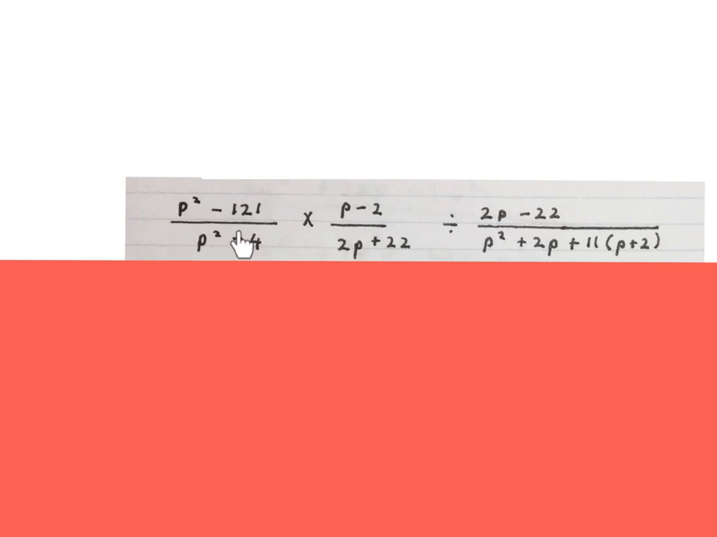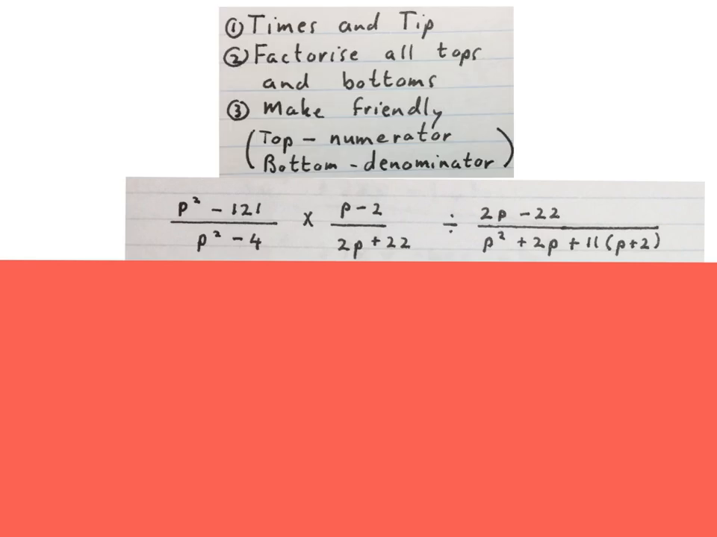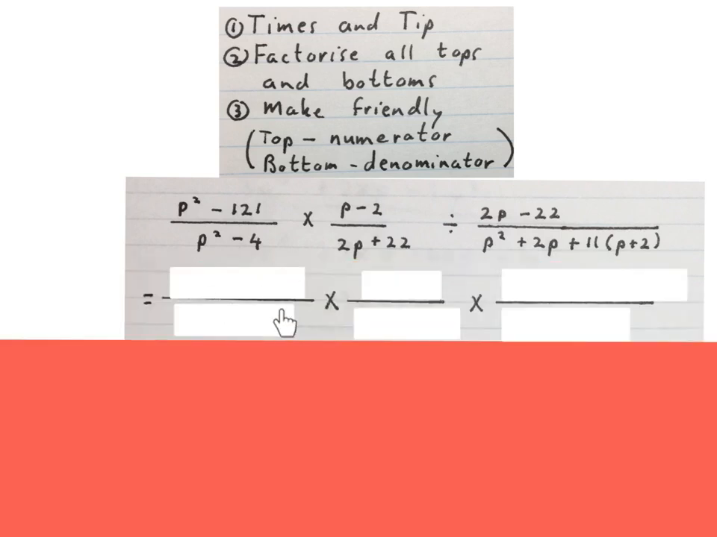Here is our second expression that we will have to simplify, where we use times and divide. We will times and tip. We will factorize all the tops and bottoms, and then we'll make some of the stuff friendly. The tops are called the numerators and the bottoms are called the denominators. Try and see that there are 6 places here and keep them separate from each other.